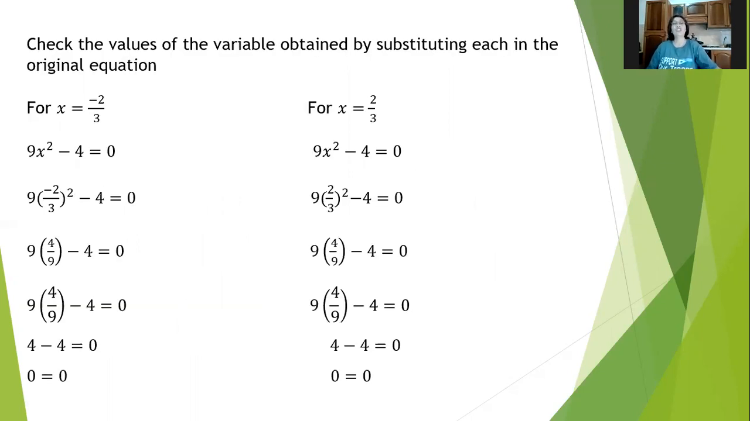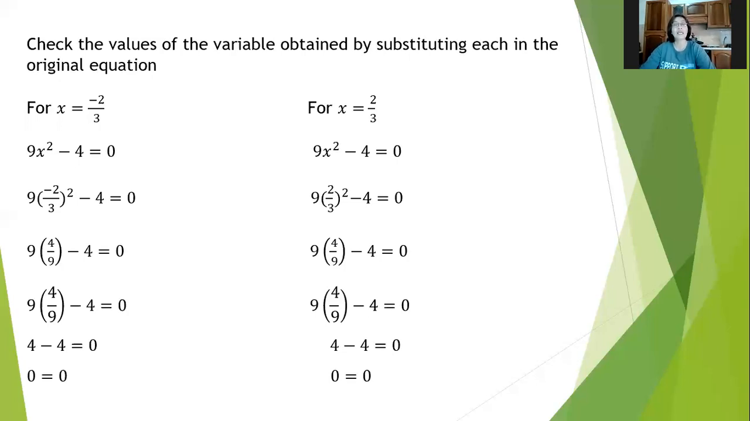Now, again, let us check the value of x sub 1 and x sub 2 by substituting each in the original equation. For x is equal to negative 2 over 3, 9x squared minus 4 is equal to 0. Substitute the value of x, which is negative 2 over 3.